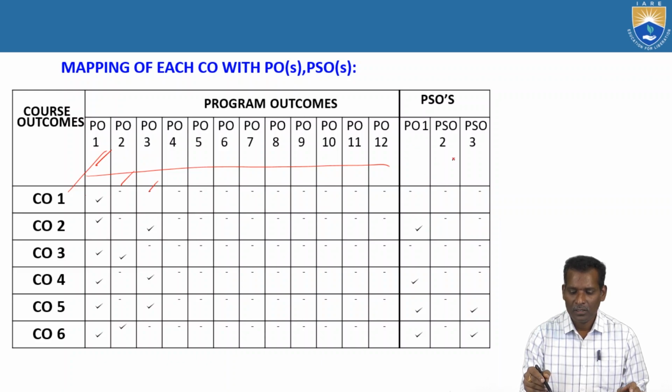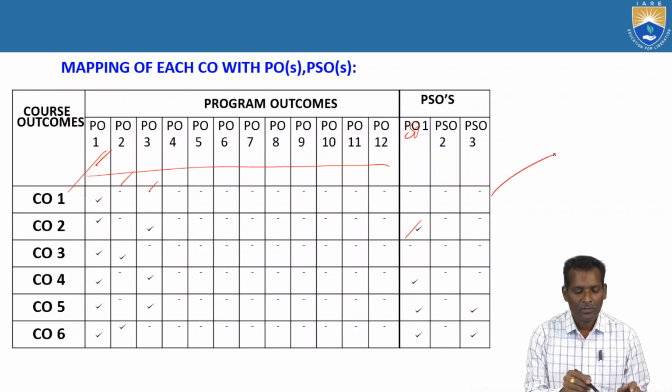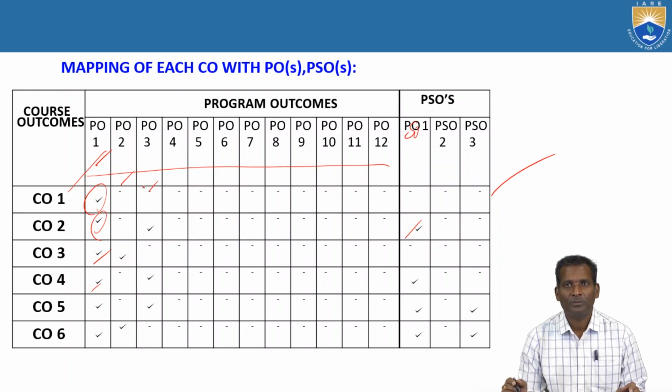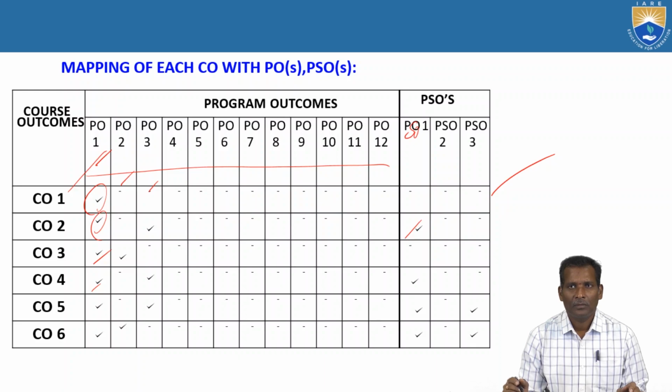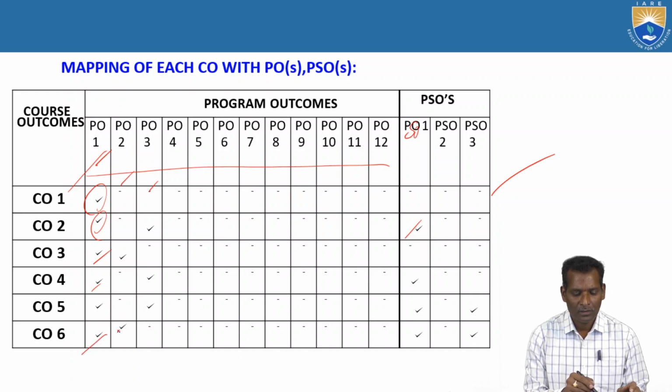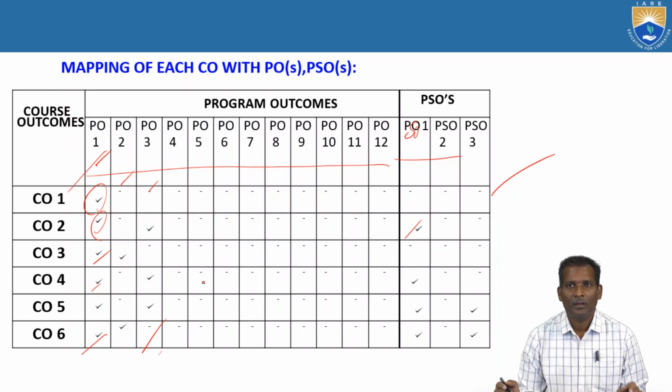And the PSOs here: there is no PSO2, only PSO1 and PSO3. They are mapped with tick marks as shown: CO1 is mapped to PO1 and CO2 also mapped to PO2. Clear? And CO6 is mapped to PO3, and the PSO is also mapped.